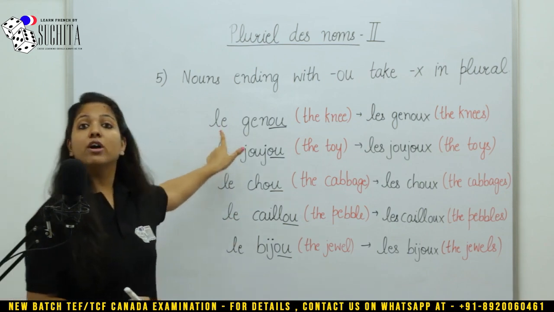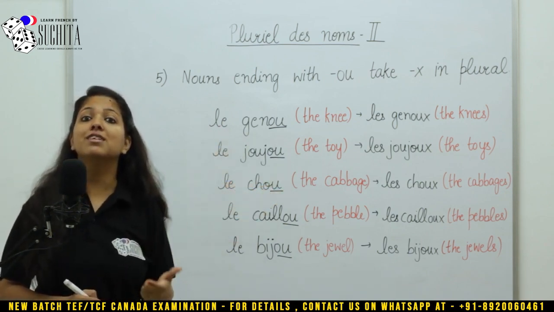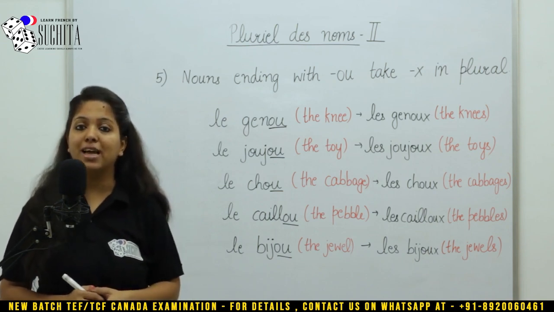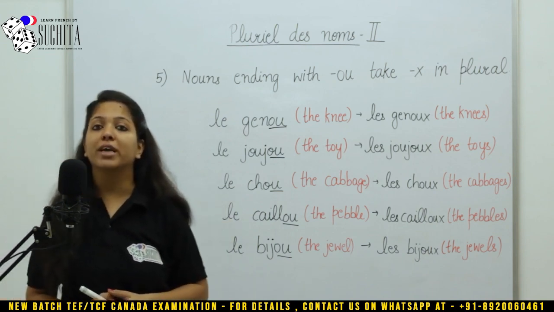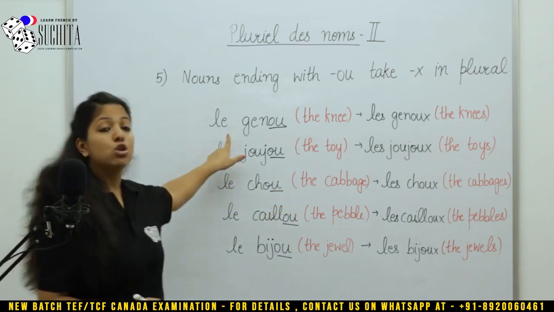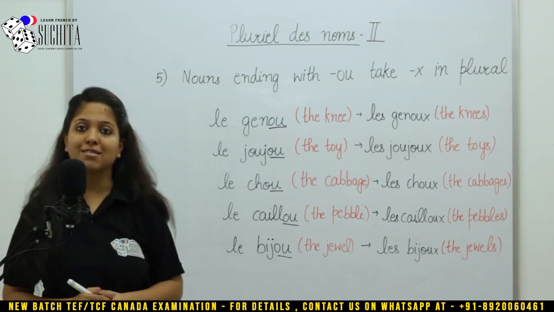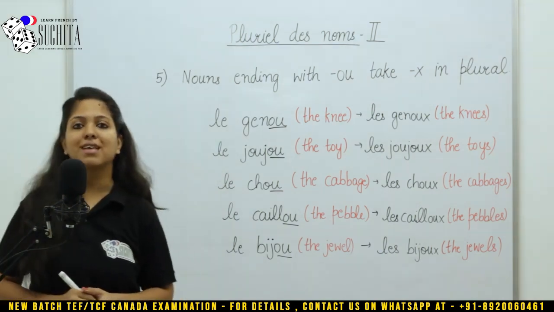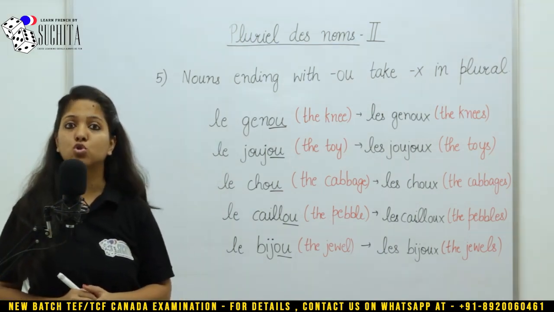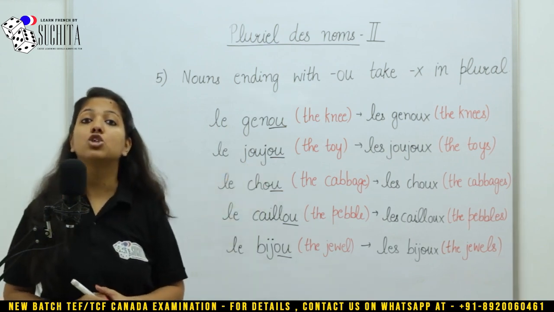So le, which is your definite article, will change into les, and genou, since it ends with the OU combination at the end, takes an X to make it plural. However, the pronunciation doesn't change. Le genou, les genoux. You will not pronounce that X. Let's continue with the second example, and that is le joujou. Joujou means the toy.